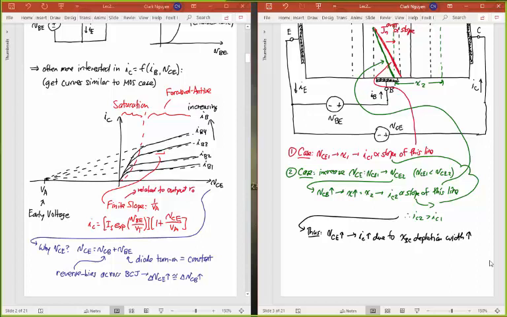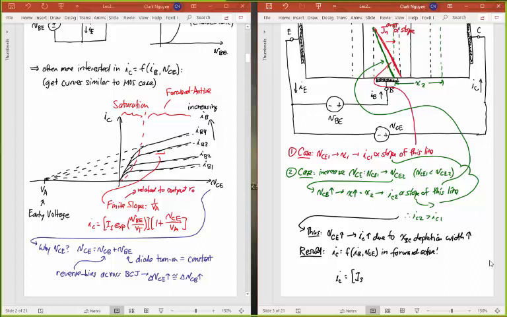Okay, and so because of that, the result of this is that my collector current becomes a function of IB and VCE, not just IB. And remember, we're talking about the forward active region. So we get this in forward active, and we get that equation.